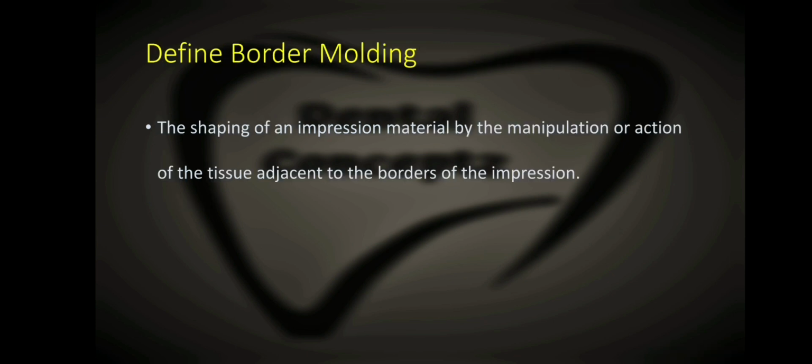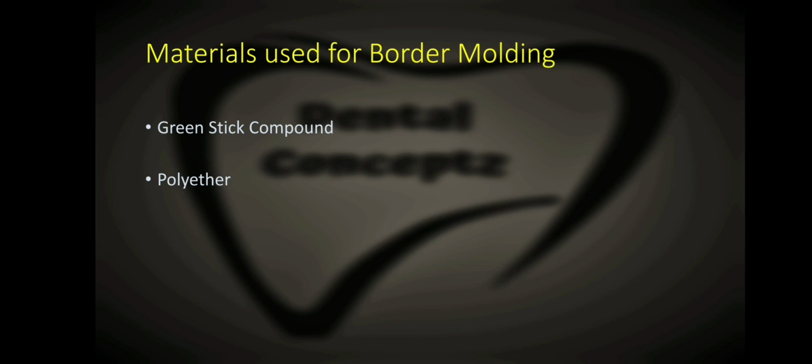What is border molding? Border molding is the shaping of an impression material by the manipulation or action of the tissue adjacent to the borders of the impression. Various materials which can be used for border molding are green stick compound and polyether elastomeric impression material.